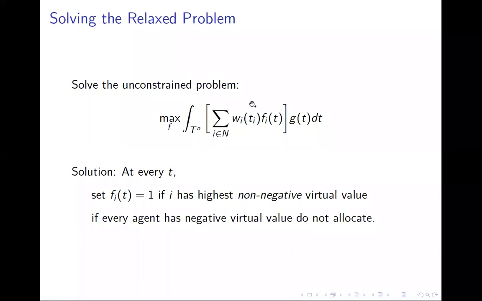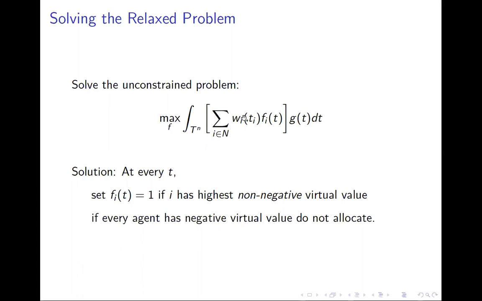So at every t, we should set F_i(t) equal to 1 if i has the highest non-negative virtual value. If every agent has negative virtual value, then every F_i(t) is equal to 0. If some are non-negative, then we should assign F_i(t) equal to 1 for the agent who has the highest w_i(t_i). Then this sum will be maximized. So this is the solution at every t. At any point t, this is how you should maximize. Is this clear?